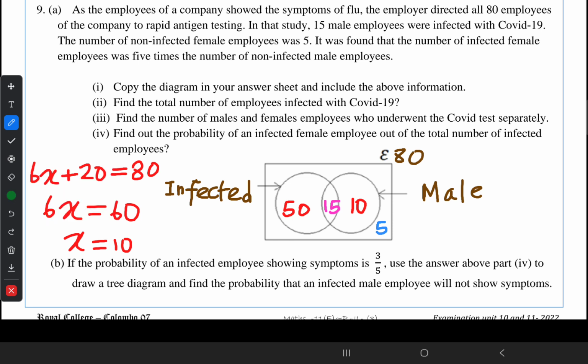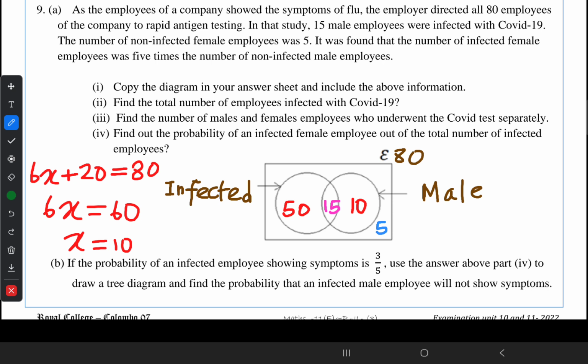Before starting to do the questions, just complete the set notation, complete the Venn diagram and everything. Thereafter, answer the questions properly. Copy the diagram in your answer sheet and include the above information.